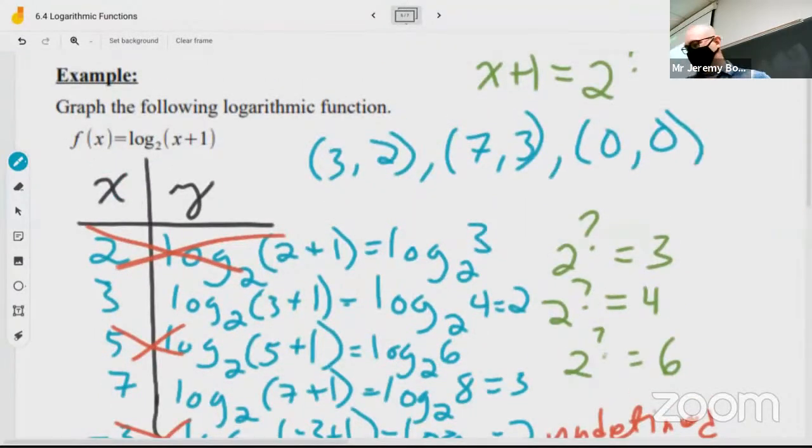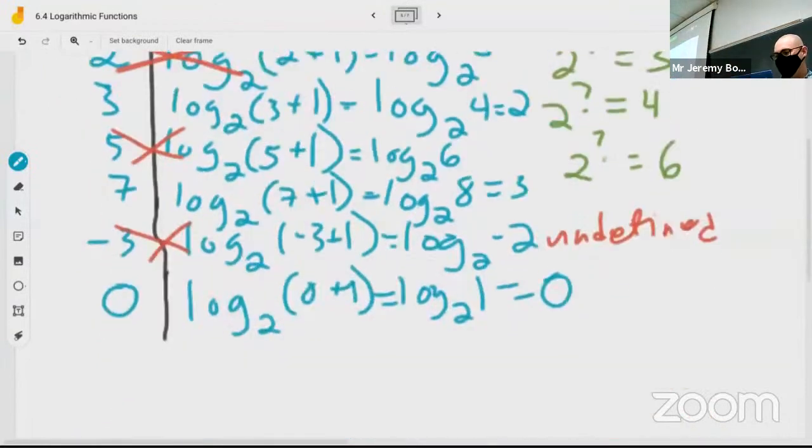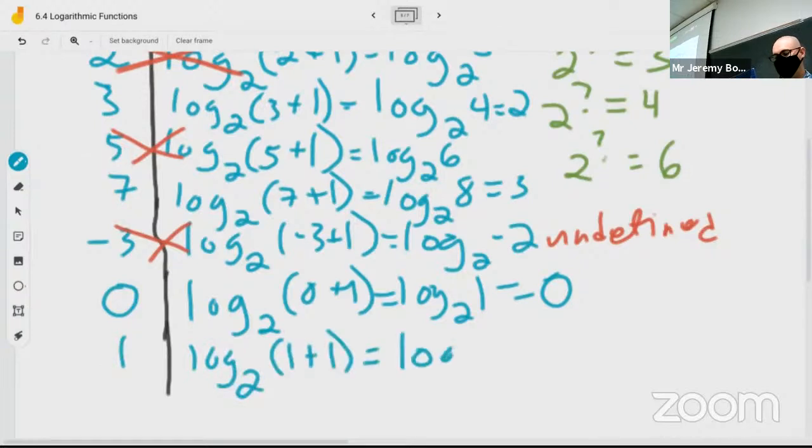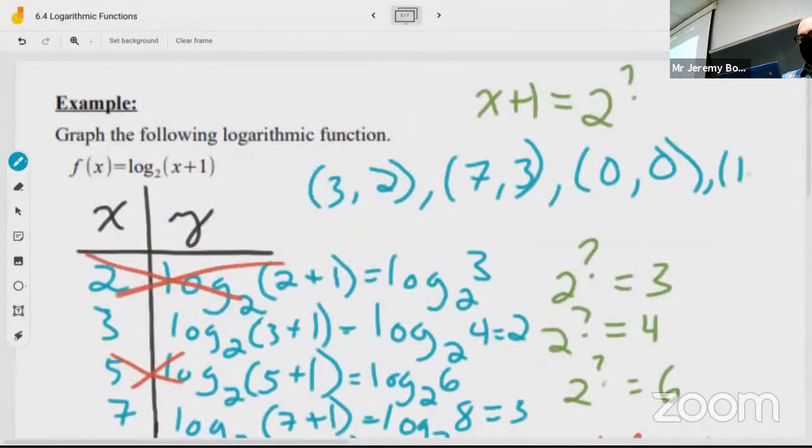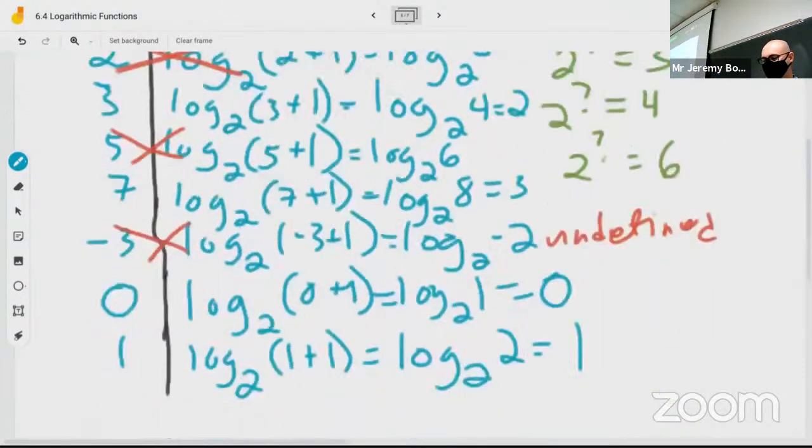And there's one other point that wouldn't be hard to work with. I mean, you probably don't need this many, but just to exhaust what we can do. If we did 1, log base 2 of 1 plus 1, so we'd have log base 2 of 2, which, what exponent do I need to apply to 2 to get 2? If the base and what you're taking a logarithm of is the same, it's just going to be 1. And so we have the point 1 comma 1. So we have these points: 3, 2; 7, 3; 0, 0; 1, 1. Let me write those down.